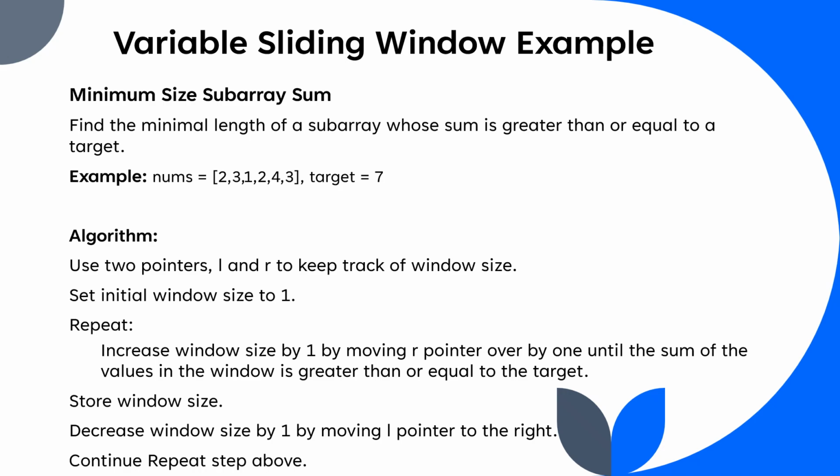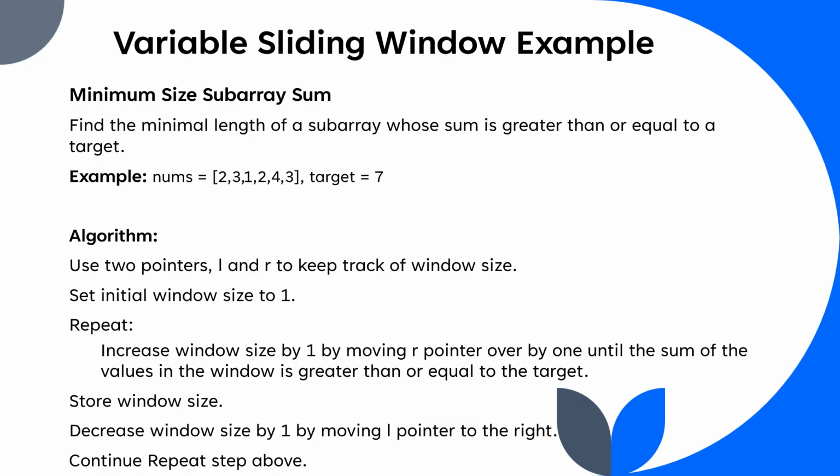Okay, so here's the algorithm that we're going to use. Again, we're going to have two pointers, L and R, to keep track of the window size. You're going to set the initial window size to 1, and then you're going to repeat. You're going to increase the window size by 1 by moving the right pointer over by 1 until the sum of the values in the window is greater than or equal to the target. Once that happens, you're going to store that window size.